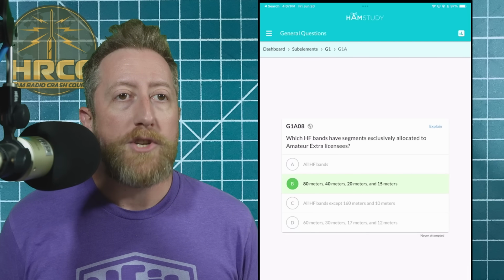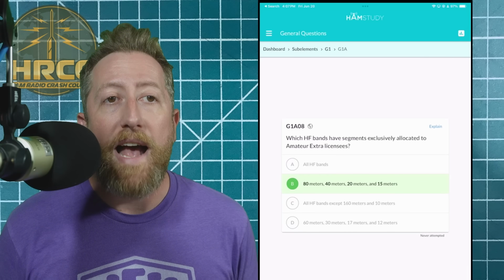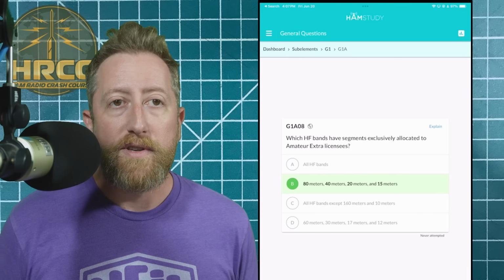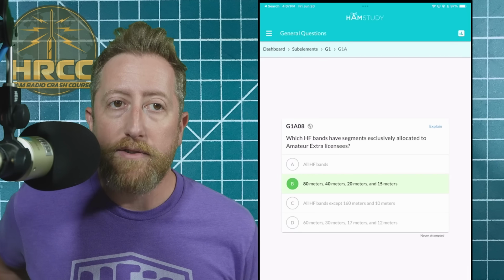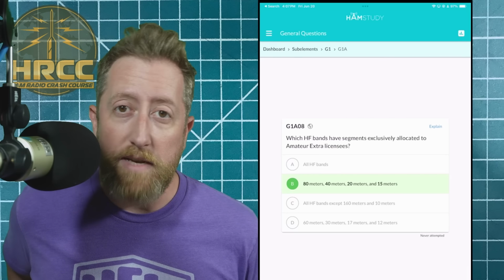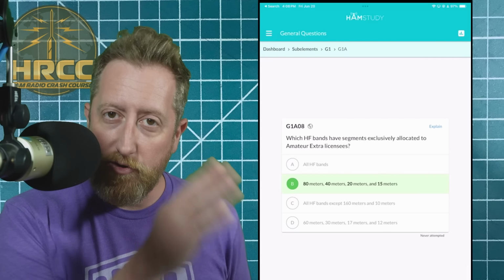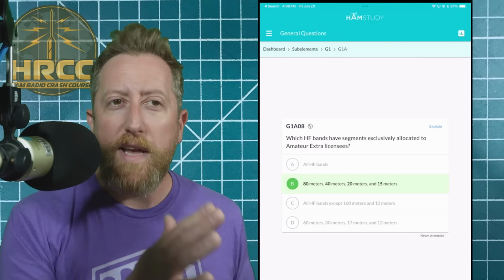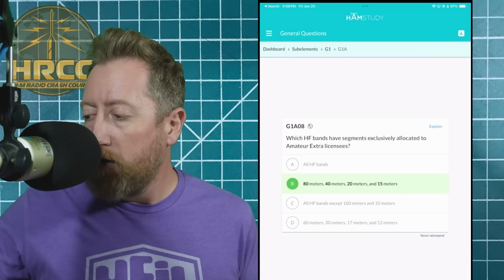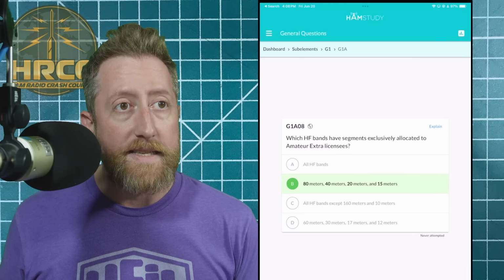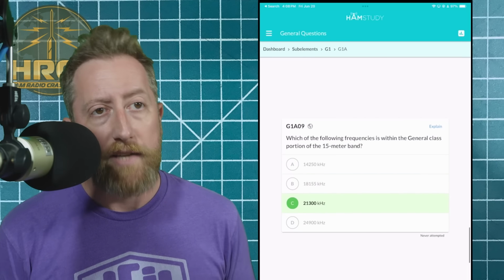Question 8. Which HF band segments are exclusively allocated to amateur extra licenses? So this is a flip side of the previous question. That is 80 meters, 40 meters, 20 meters, and 15 meters. You will see a number of questions like this where if you get the right answer on the first half of it, like, are there segments where general class can only transmit? It's like, yes. And then they're saying, well, what's the other side? Are there segments where only extra can transmit? Yes. So you learned one thing and now you got both sides. They just wrote it differently. So that's a good one.